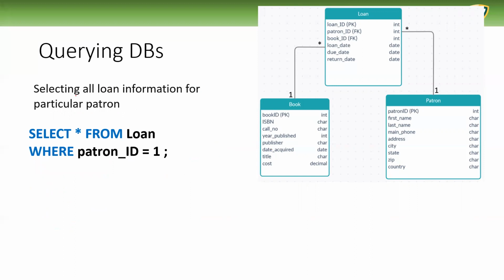Selecting all loan information for a particular patron. So if you want to select all the loan information for a particular patron, you would do select all fields from, and after the from keyword is always the table name that you want to select from. And then where is the conditional parameter. You have to identify the attribute that is going to be restricted or filtered, patron ID equals 1. Notice how, because we're searching by patron ID, we need to put a patron ID value here. We cannot just put anything here. It has to be a value that actually exists in patron ID. Otherwise, we're not going to find anything.